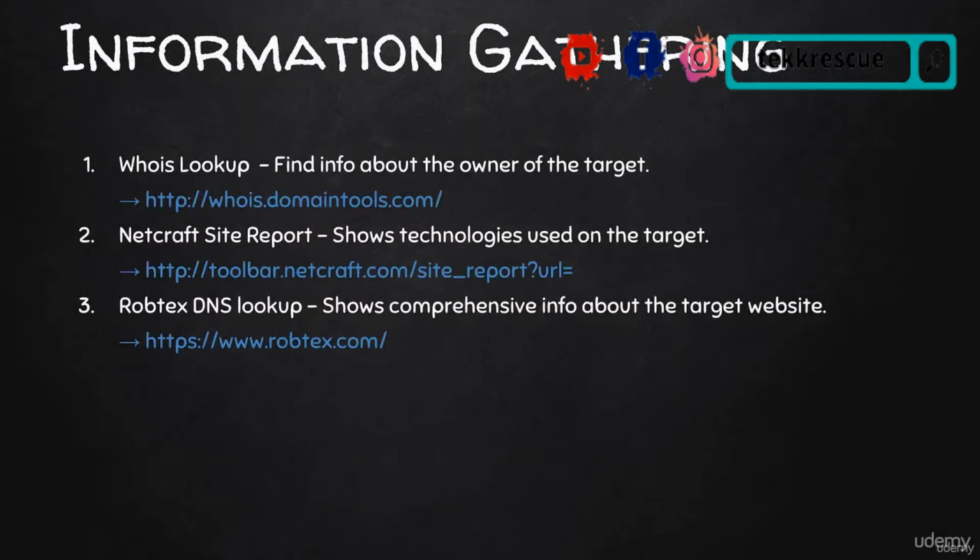So the first thing that we're going to have a look at is Whois Lookup. Whois Lookup is a protocol that's used to find owners of internet resources, for example, a server, an IP address, or a domain. So we're actually not hacking or doing anything. We're literally just retrieving info from a database that contains information about owners of stuff on the internet.